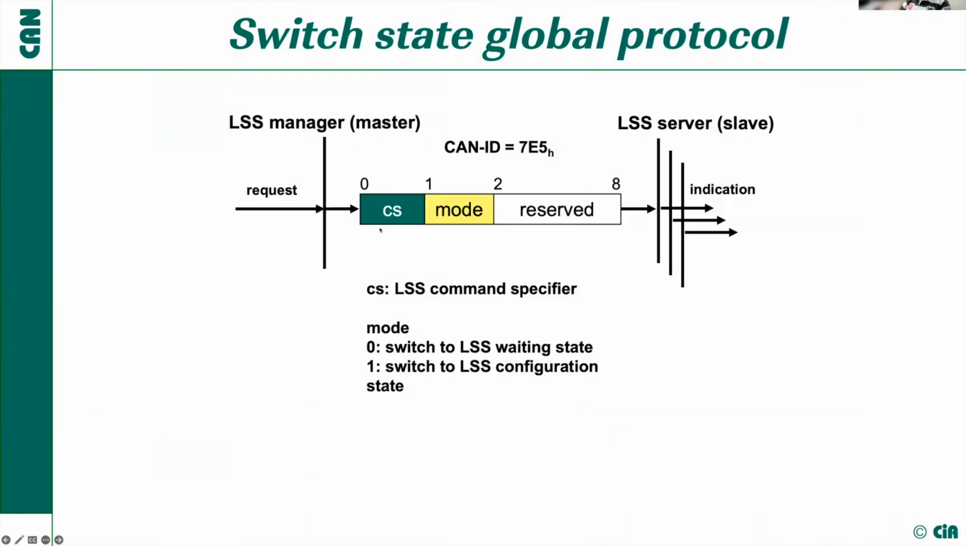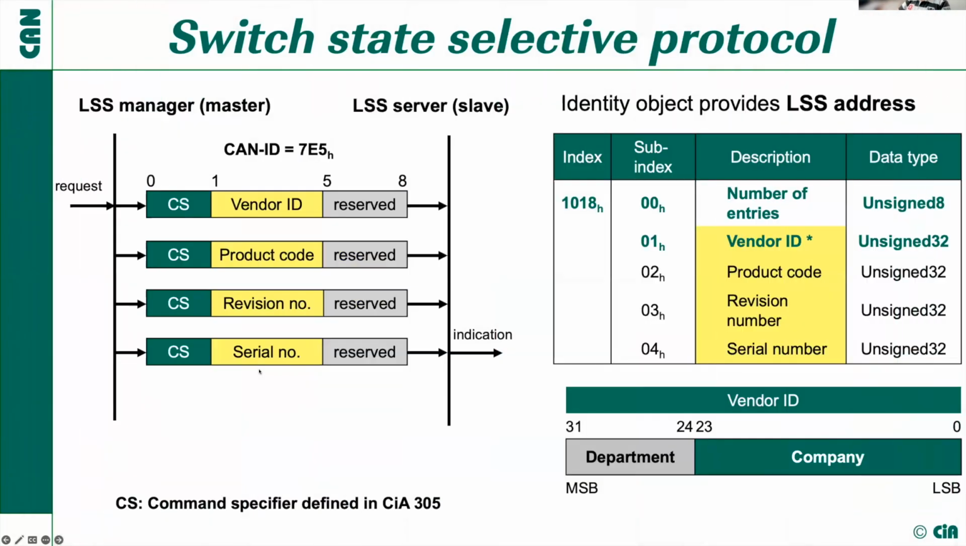And I have another very simple command to switch the devices in these state machines. So we see here, I can switch between LSS waiting and LSS configuration. So in a global way, one telegram, all devices go to configuration, or all devices go to the waiting state. That's easy, and this remains easy if there's just one LSS server in the system to be treated. If there are more, then we said, okay, we need somehow to differentiate between the devices and to select a single one. And therefore, we have another service in LSS.